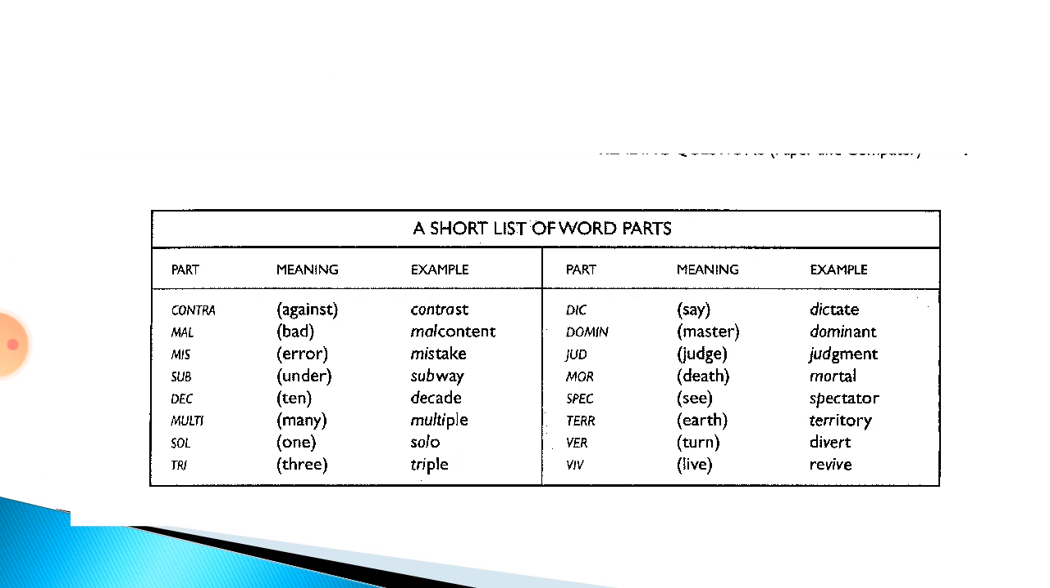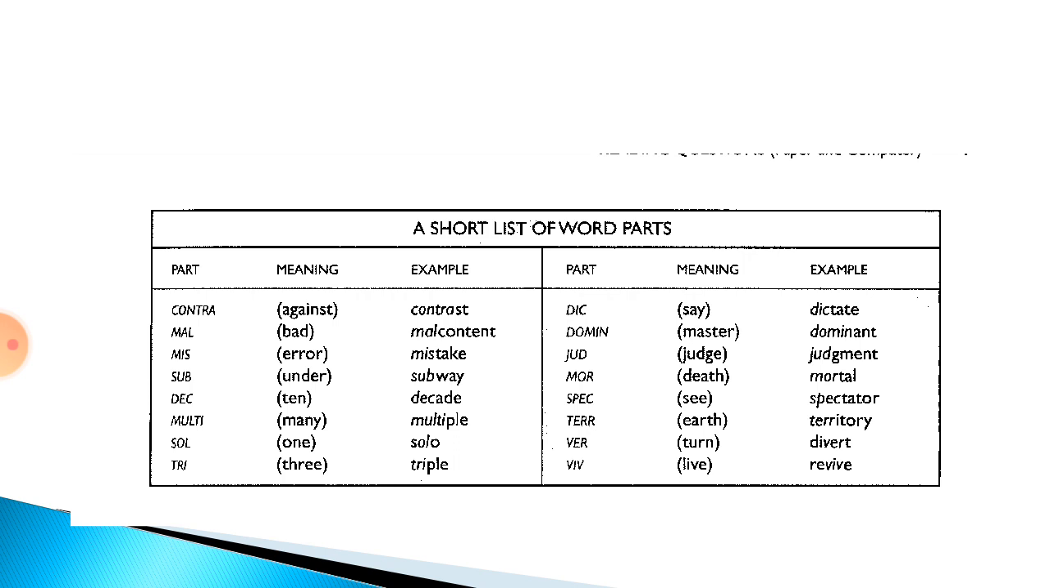The part "sub" means under. An example, "subway." The part "dec" means 10. An example, the word "decade." The part "multi" means many. For example, "multiple." "Sol" means one. For example, "solo." "Tri" means 3. For example, the word "treble."